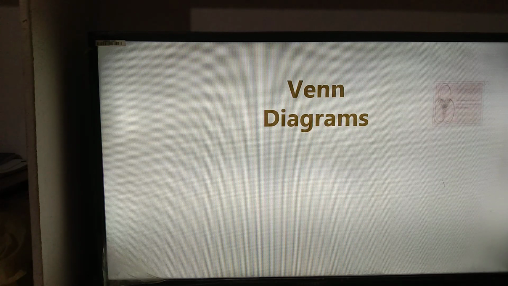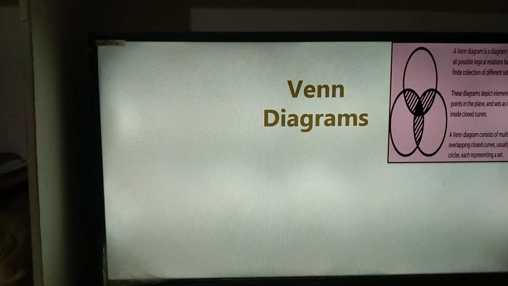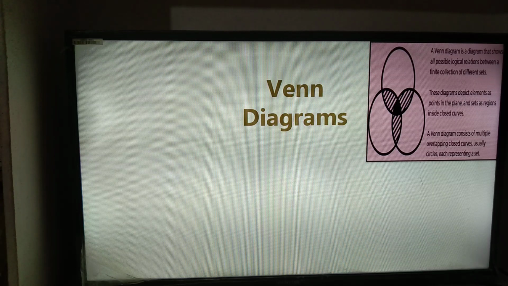Now coming to Venn diagrams. A Venn diagram is a diagram that shows all possible logical relations between a finite collection of different sets. These diagrams depict elements as points in the plane and sets as regions inside closed curves. A Venn diagram consists of multiple overlapping closed curves, usually circles, each representing a set. This is the most important concept in sets.